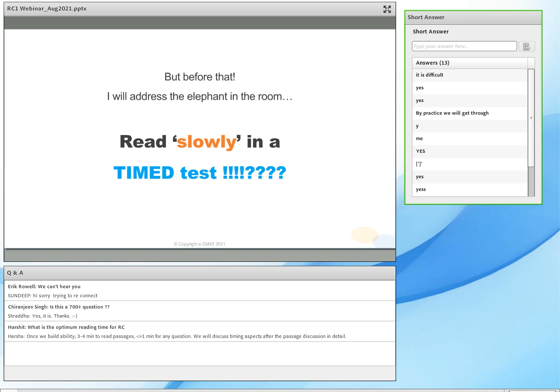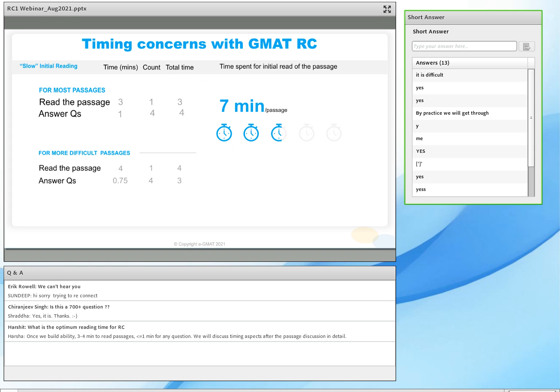By practice, we'll get through. I love that answer. Simply put, I'm going to give you the proof of everything. All right. So right now, this may not apply to everybody, but once you reach the requisite level of ability, what you will see is that you pretty much do all your small and medium passages in 7 minutes. How does that work?